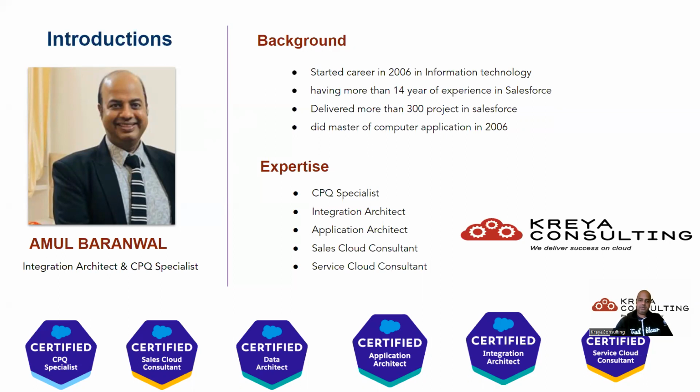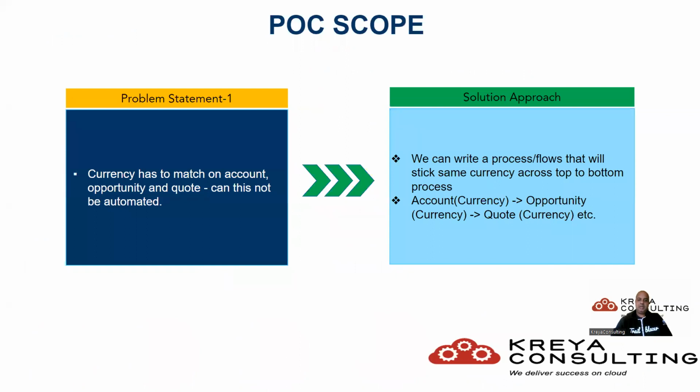So let's discuss the agenda one by one, and the POC items, the problem statements. I would like to discuss the first POC, or the problem statement, here. The problem statement says that the currency has to match on account, opportunity, and quote. And can this be automated or not?